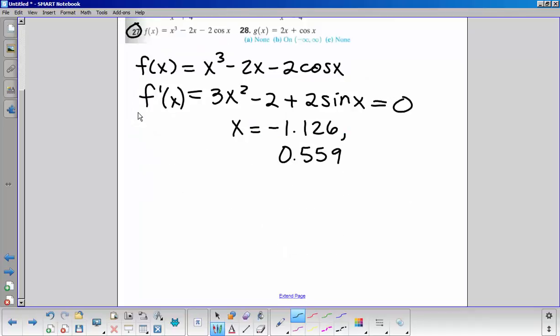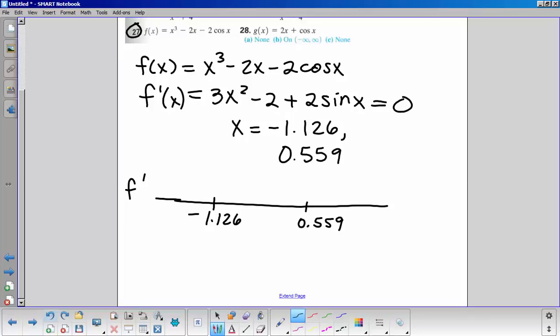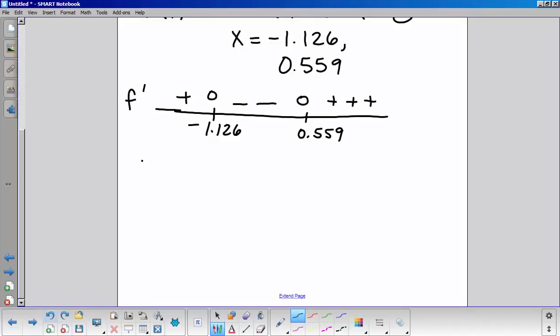Okay, so I'm going to do a sign chart for this. It would help if I put them in the right order. I'm going to put in a very large number on the left-hand side, like -10. What happens if I plug in -10 and square it? This is going to be 300, so it's positive. What happens when I plug in 0? You get 0 minus 2, and the sine of 0 is 0, so this is negative. And let's put in a large number to the right, say 10. It's positive again, right?